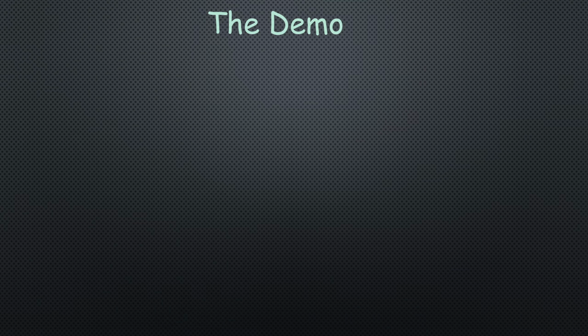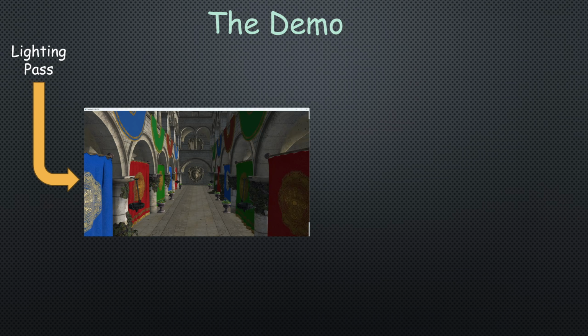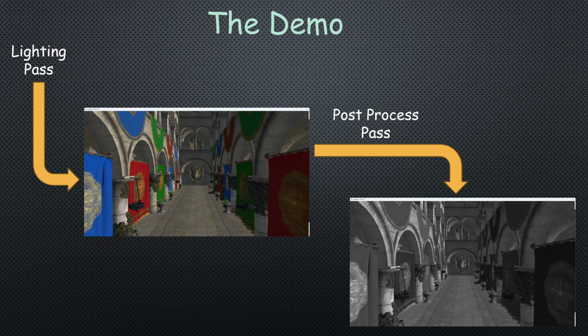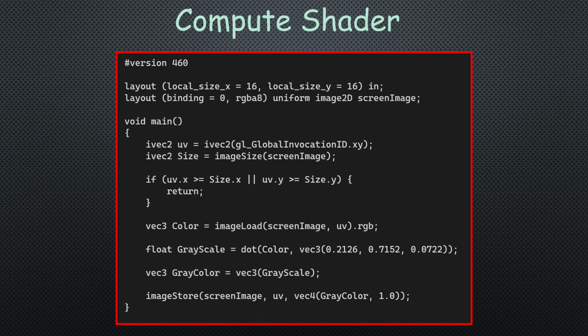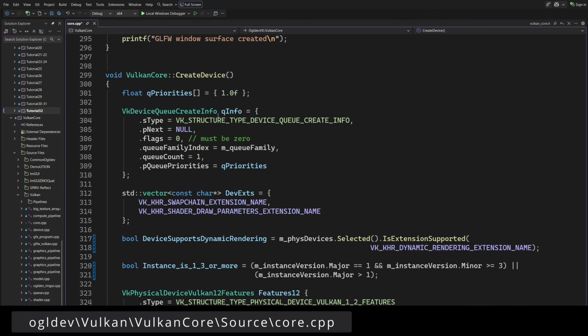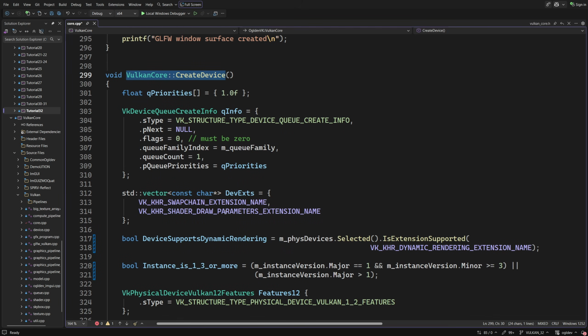Now that we understand how the API works, let's see an example. In this demo, we have a lighting pass which creates the image, and then a compute pass which creates a grayscale post-processing effect. You can basically replace the compute shader code and create other effects, but this one is simple enough for this demo. Before we start using the Synchronization2 API, we have to enable it on the logical device.